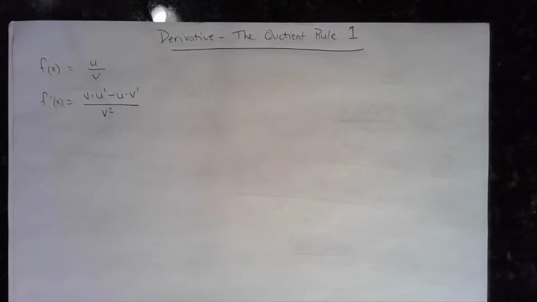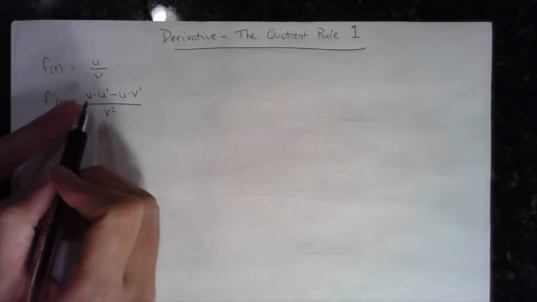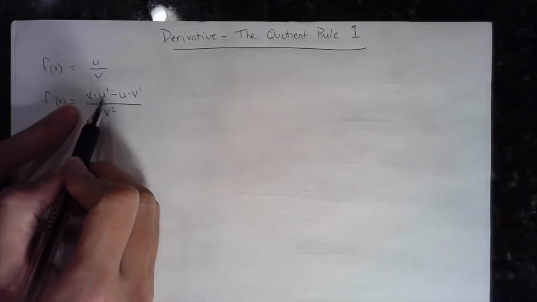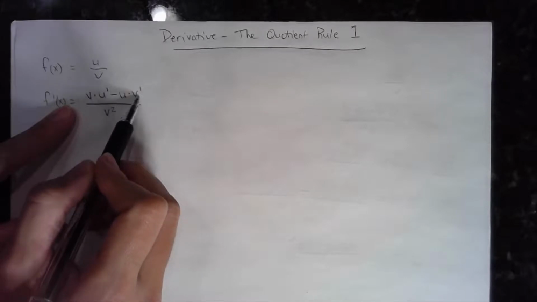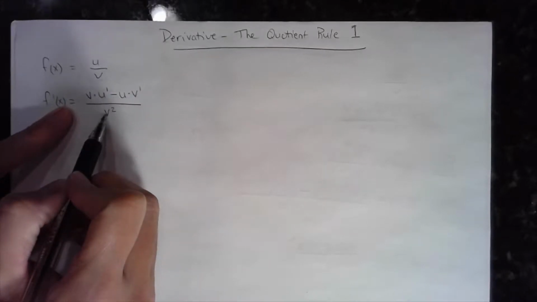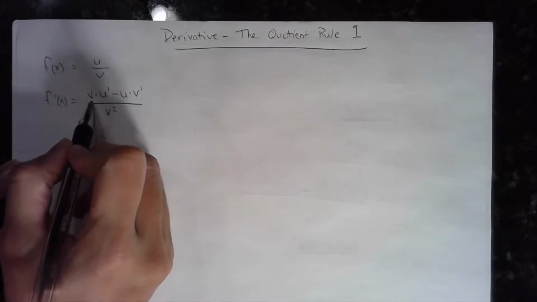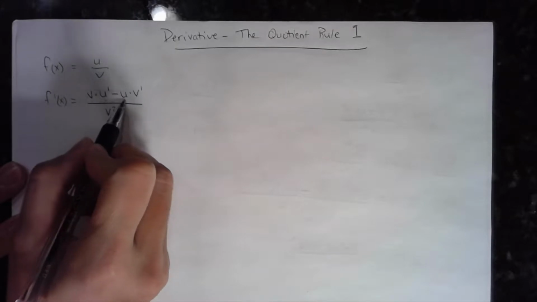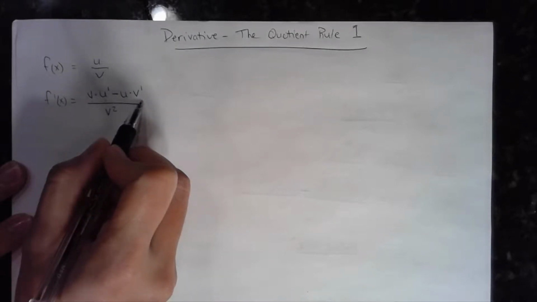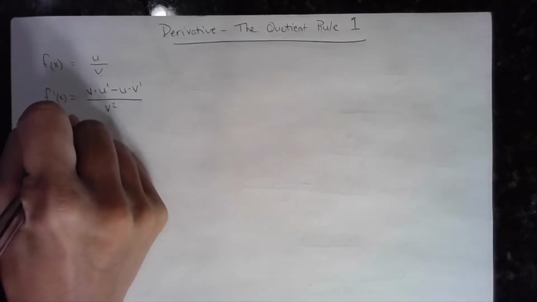Okay, we're going to say it twice together. The first derivative of a quotient is the bottom times the derivative of the top minus the top times the derivative of the bottom, all over the bottom squared. So let me show you.